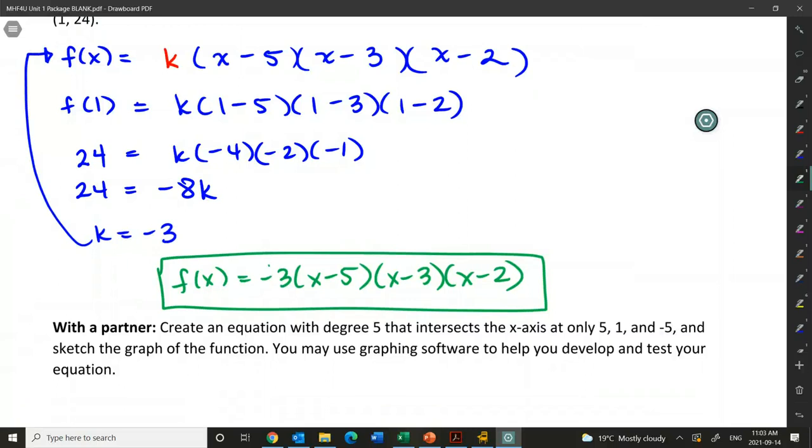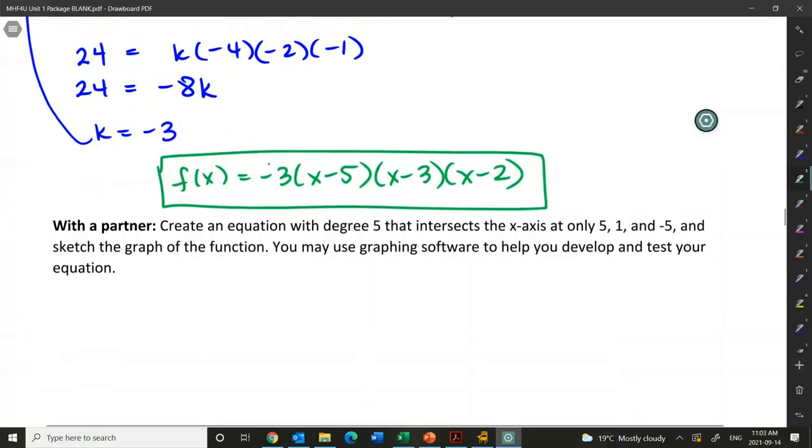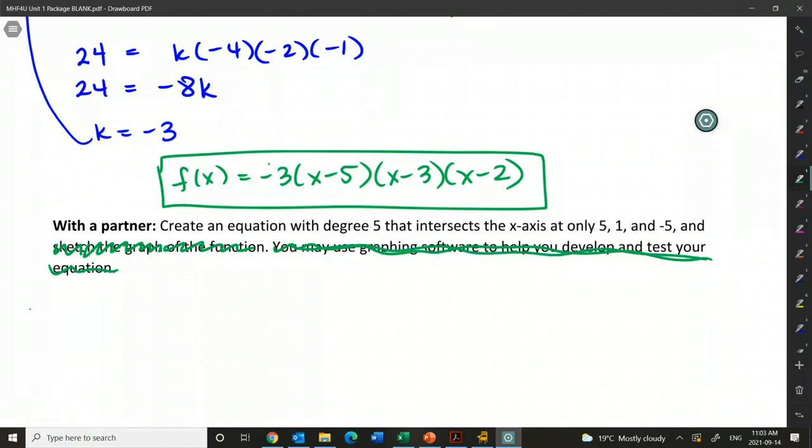Quickly, I'm going to give you 2 minutes to create an equation that satisfies the next set of information. We are not going to sketch a graph. If you would like to sketch a graph just to practice, you can do that. I just want some options for different equations that we can have. The only stipulations here, there is not just one right answer, there are multiple right answers. The only stipulations are that it is only crossing at 5, 1, and -5, and it must be degree 5.